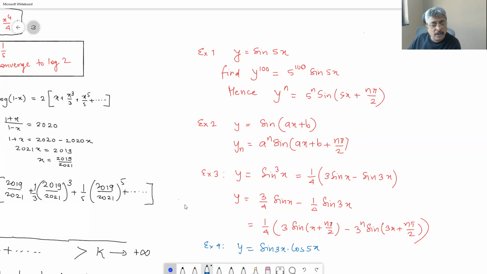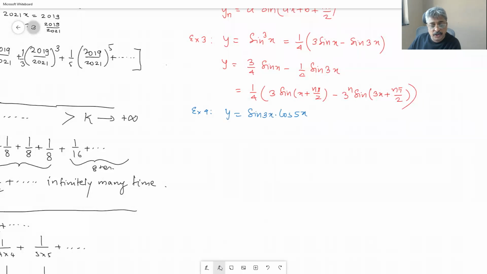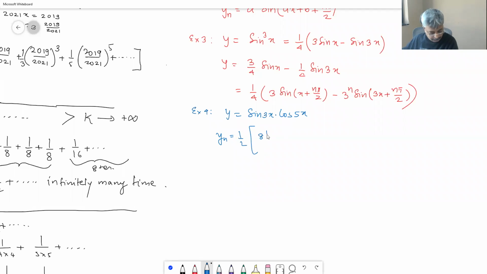So the answer for the fourth question is half inside bracket, 8 raised to n sine 8x plus n pi by 2, minus 2 raised to n sine 2x plus n pi by 2. Easy.